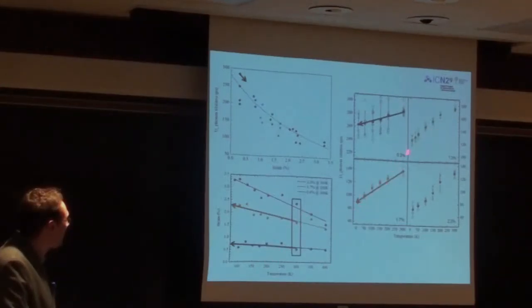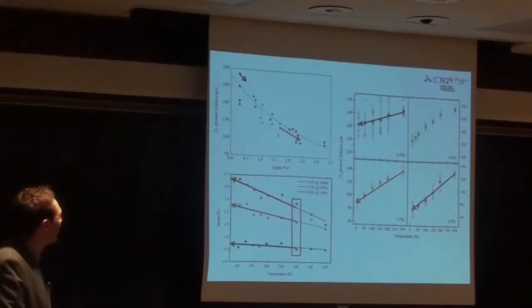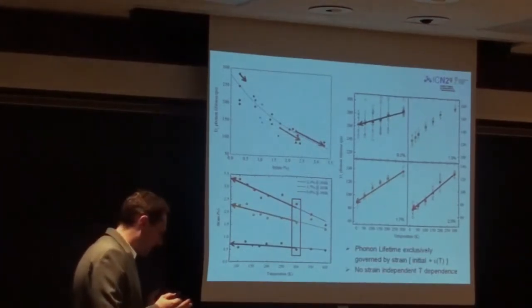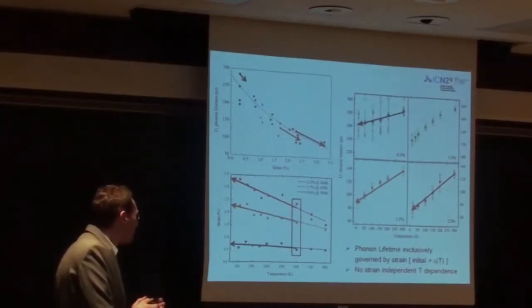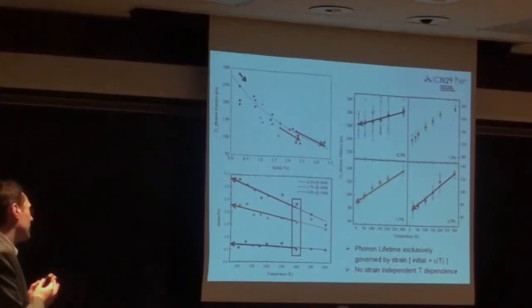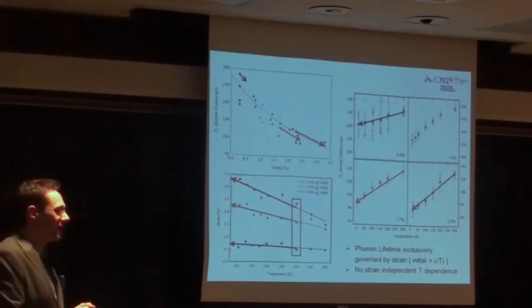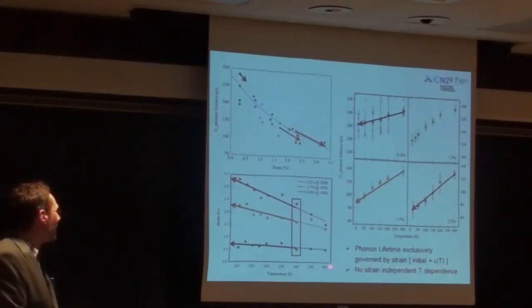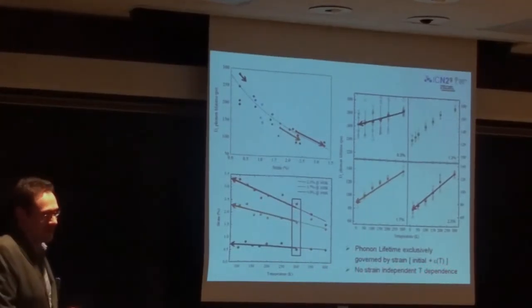Now, we take a medium strain case, we plot the strain change and the lifetime change, starting from this initial point, and we get again such a vector. And we do the same for the high strain case. What turns out is that the phonon lifetime is exclusively governed by the change in the strain, that means the initial strain and the temperature-dependent strain, and there's no strain-independent temperature dependence.